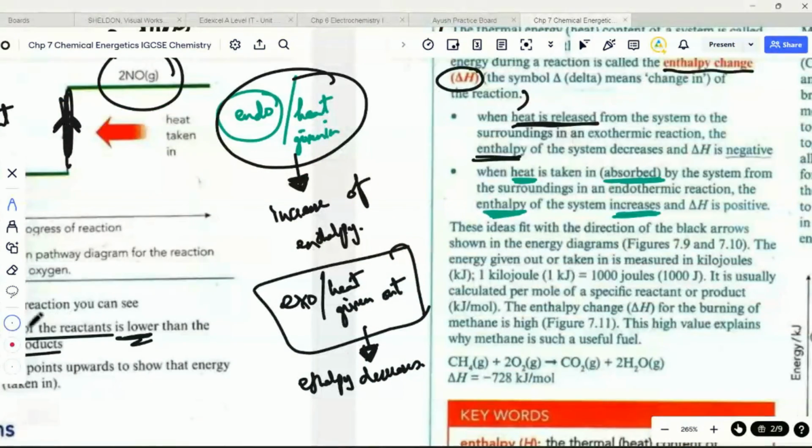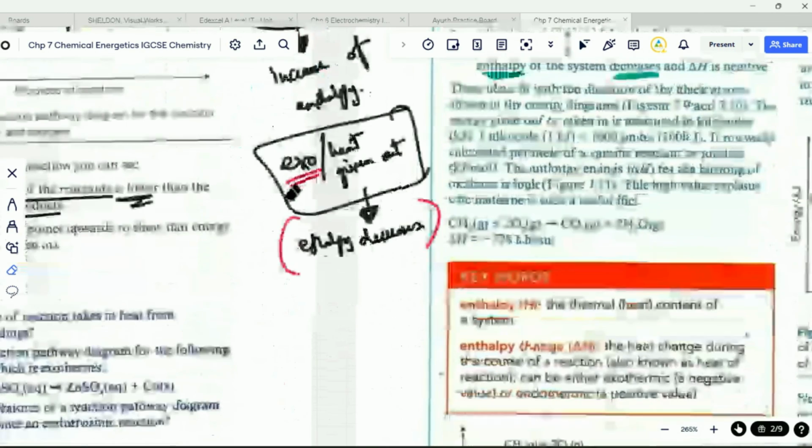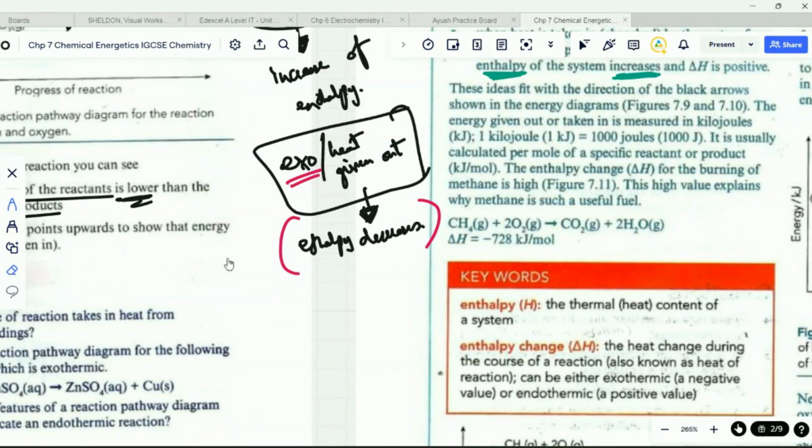Now, one more thing that you all must remember is, when we have an exothermic reaction and heat is released, when the energy is given in, then the enthalpy change will be positive, and when the energy is released, then it will be negative. Because we are giving off energy, we are going in minus, therefore it will be negative. You have to remember it like this. Okay?